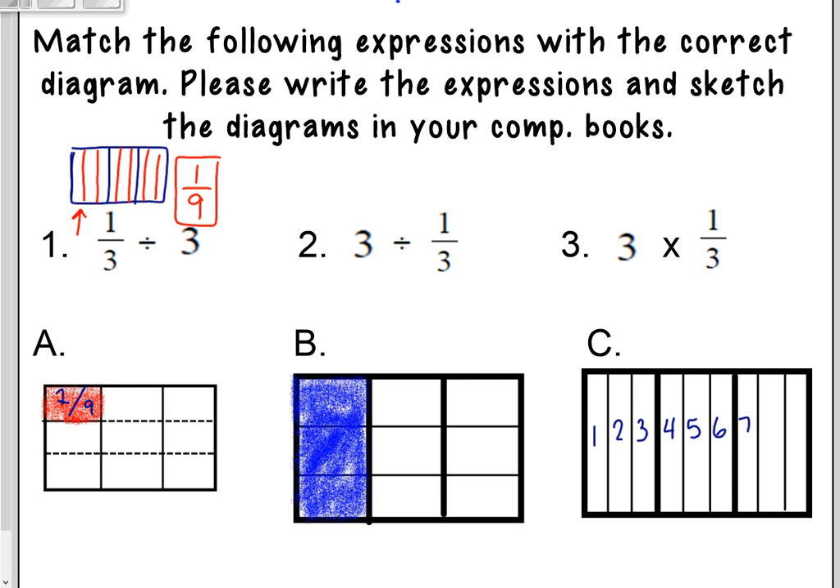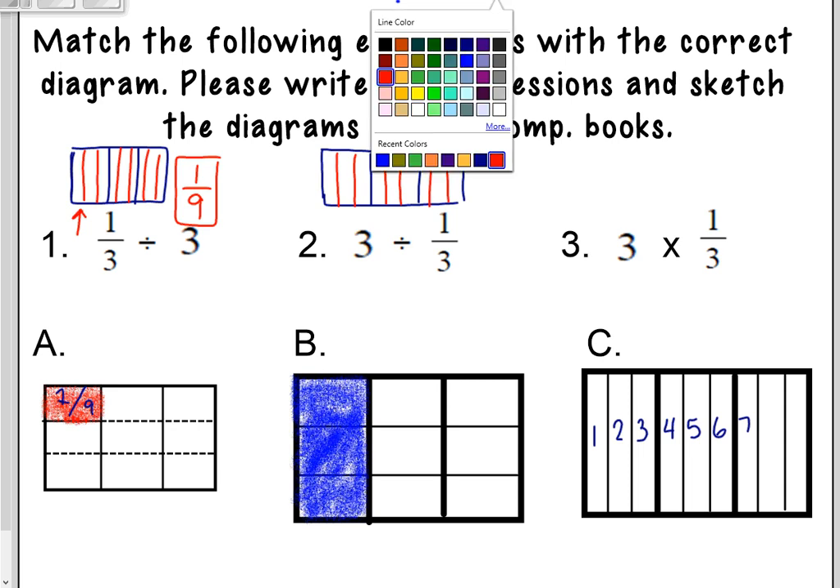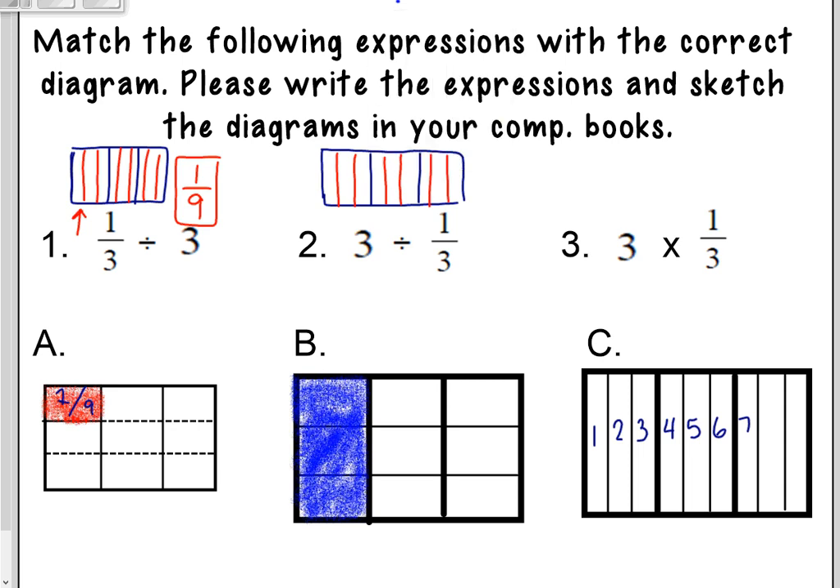So this should look like 3 wholes, and then I take each of those wholes and I divide them into 3 parts. And then that would give me a total of how many parts? 9. 9 total. And that's represented by letter C, and this one was represented by letter A. And then B, or number 3, you should notice, obviously this one's going to be B.